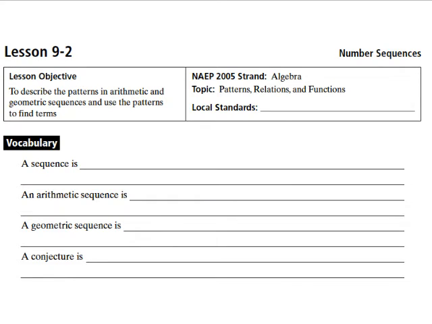Today's lesson is number sequences. We're going to describe the patterns in arithmetic and geometric sequences and use the patterns to find terms. A sequence is a set of numbers that follow a pattern.